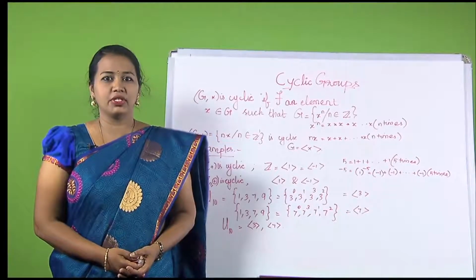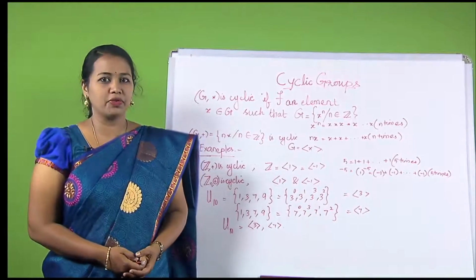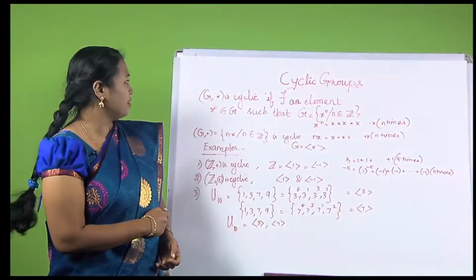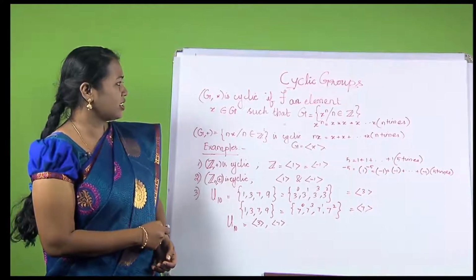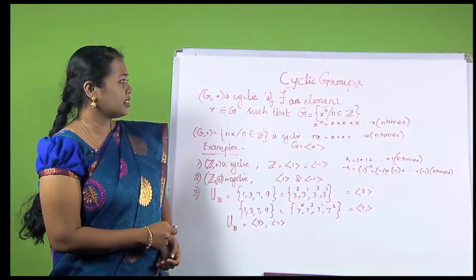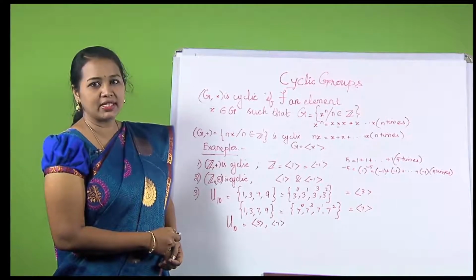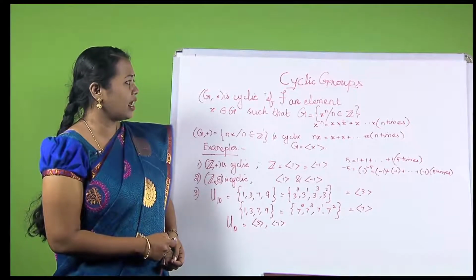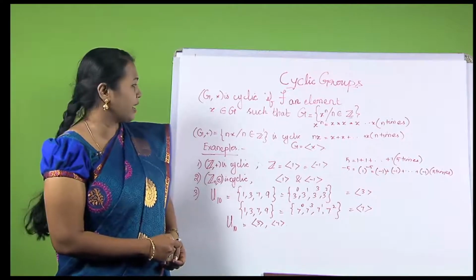In this module, we are going to see about a specific type of group called the cyclic group and some of its properties. Let us see the definition. A group (G, *) is cyclic if there exists an element x belongs to G such that G can be written as the set of all x^n such that n belongs to Z, where Z is the set of integers. So, x^n is equal to x * x and so on, n times. This is the meaning of x^n.